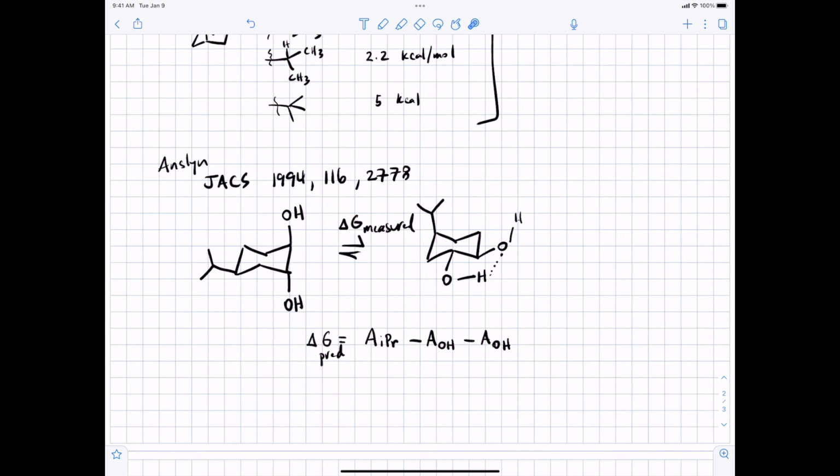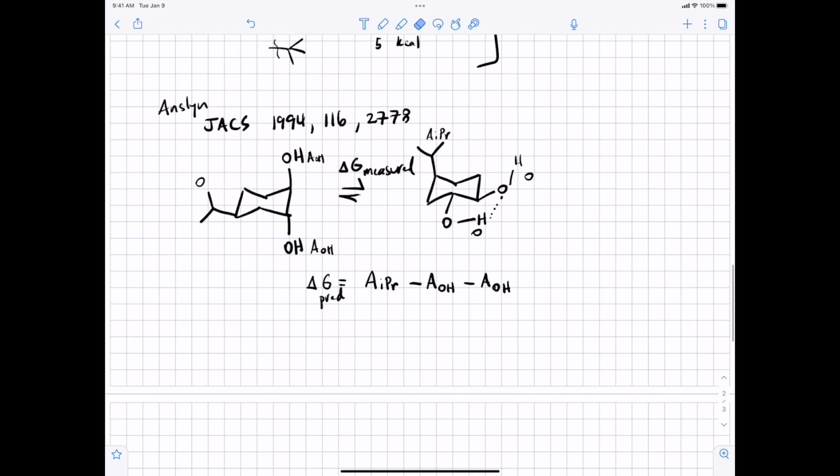I suppose you could. If you wanted to, you could say, okay, there's no A value here because it's equatorial. You could use the A value here and the A value there. And then I suppose you could use the A value for the isopropyl group and put 0 here. Then calculating the free energy difference, it would be products minus reactants, and you would get to that equation. Yep. So that's a great way to think about it. Sorry about that. It took me a while to get there.